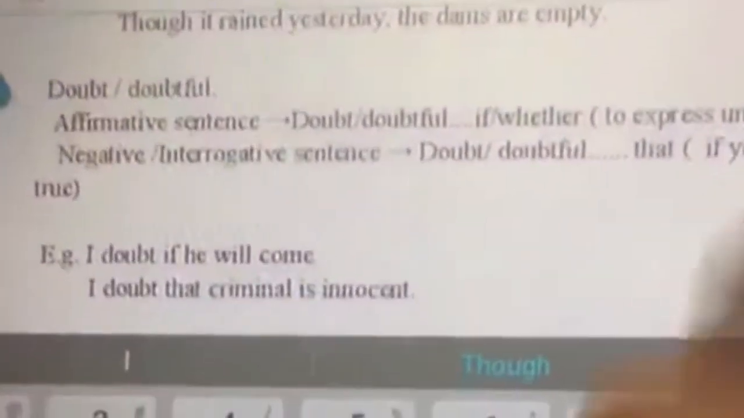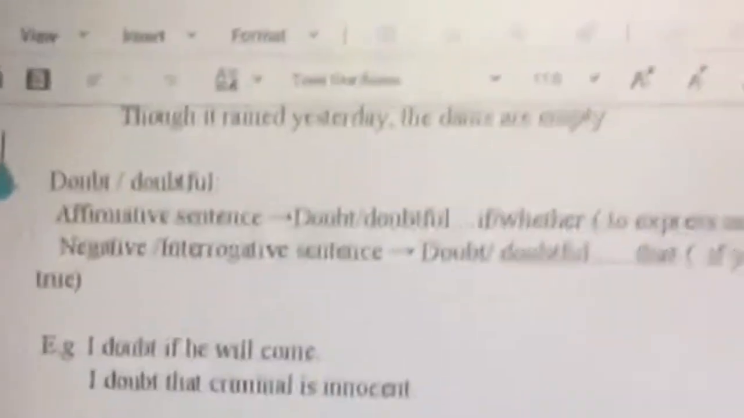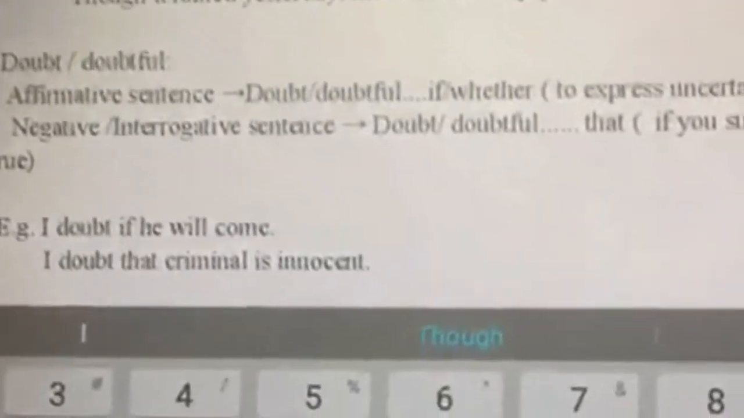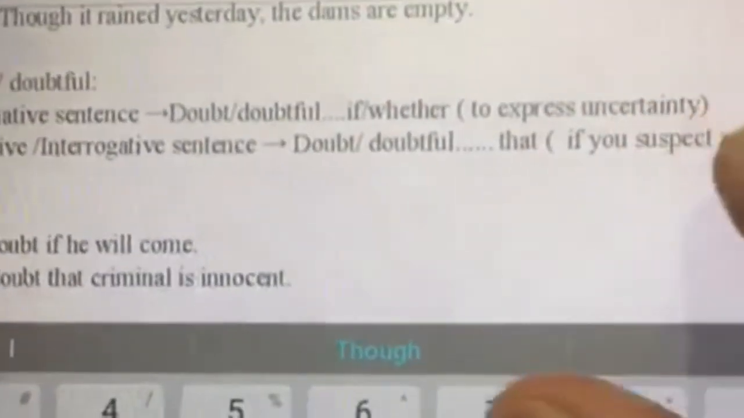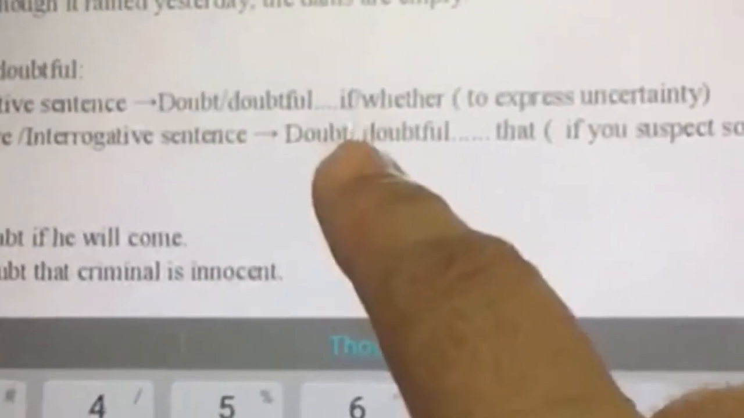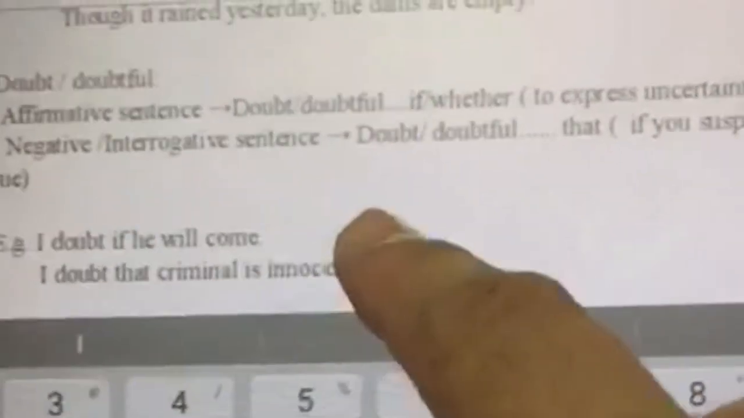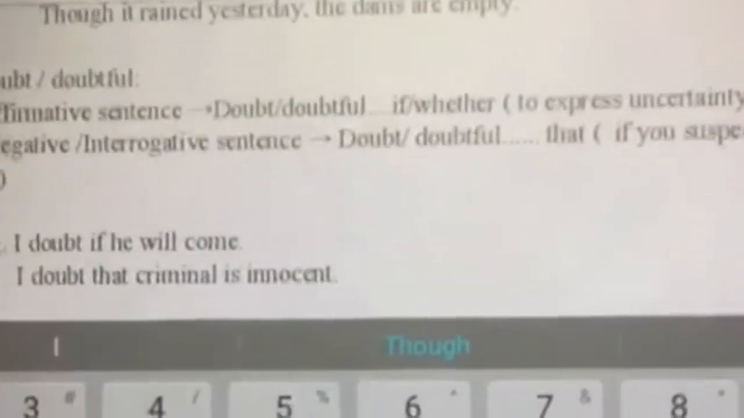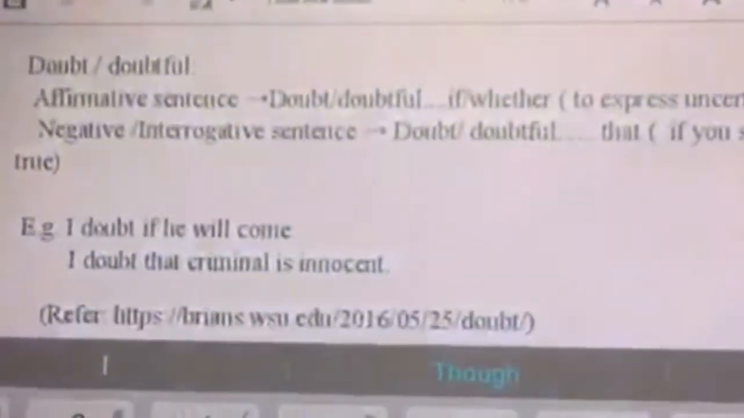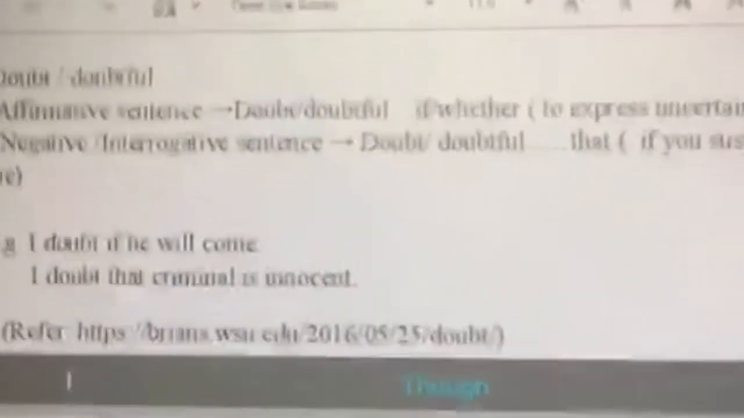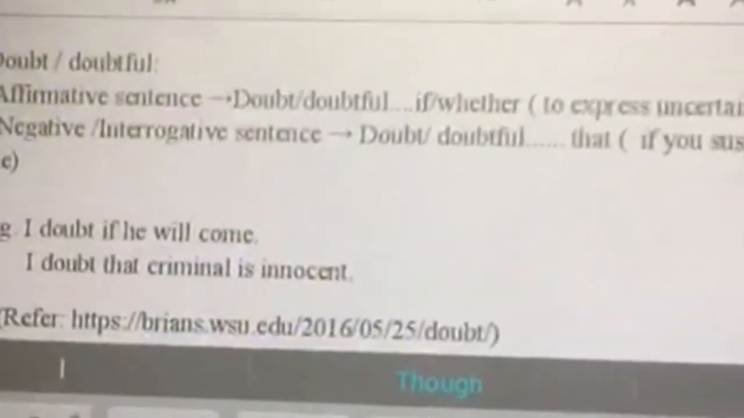Okay, so be clear. Now, when we use conjunctions such as doubt or doubtful, we have to look at in what context they are used. If they are used in affirmative sentences, that is to express uncertainty, we also have to use if or whether in that sentence. For example, I doubt if he will come. I'm not sure if he will come. I'm uncertain if he will come. I can also say I doubt whether he will come. So whenever you're using doubt or doubtful in sentences to express uncertainty, we have to use if or whether.